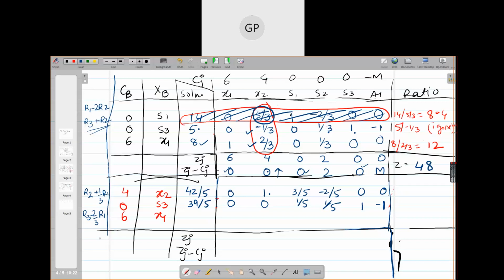R3 minus 2 by 3 R1. So 8 minus 2 by 3 into 42 by 5. 12 by 5.